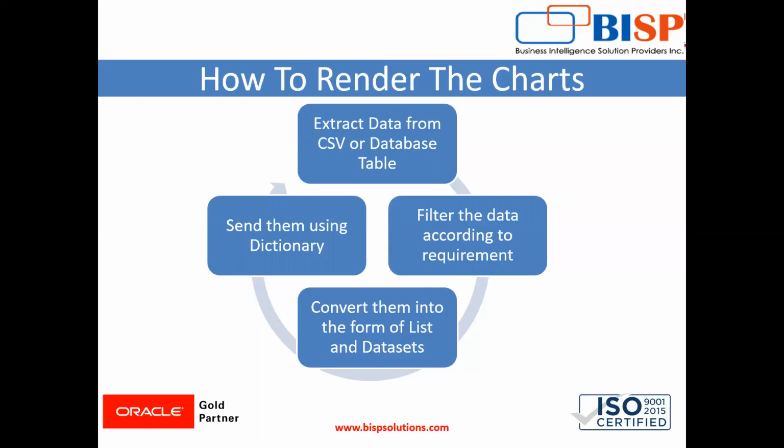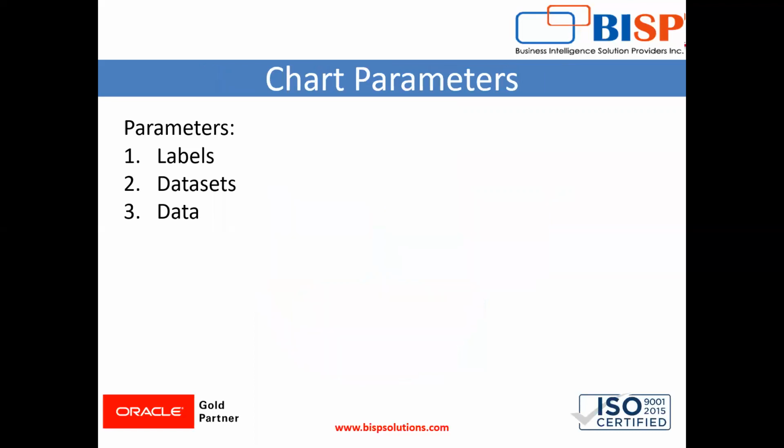Next, send them using a dictionary. We send the data from the views.py file to the HTML file. Now, these are the parameters required in charts: labels, datasets, and data. Data is a set of values, and if there is more than one, datasets is a collection of these data, and labels are what you see on the x-axis.